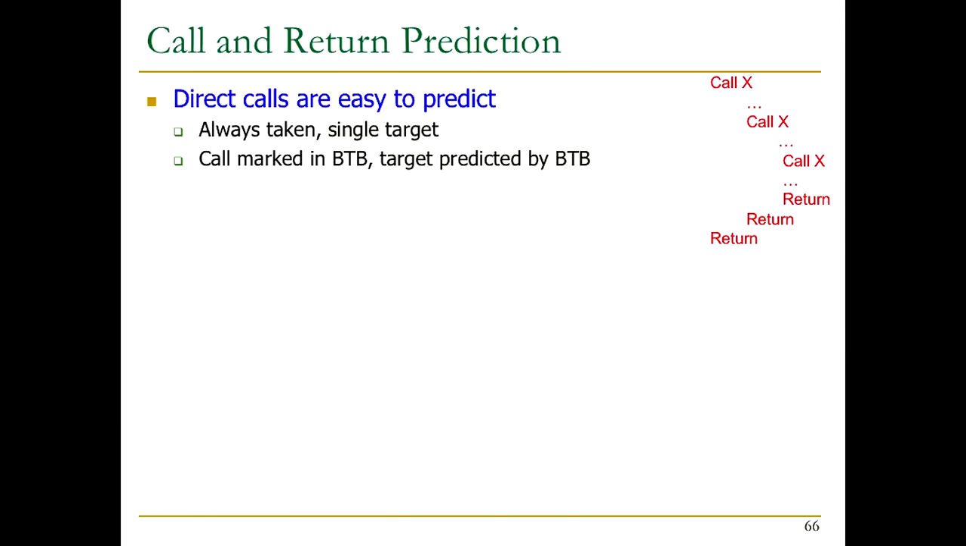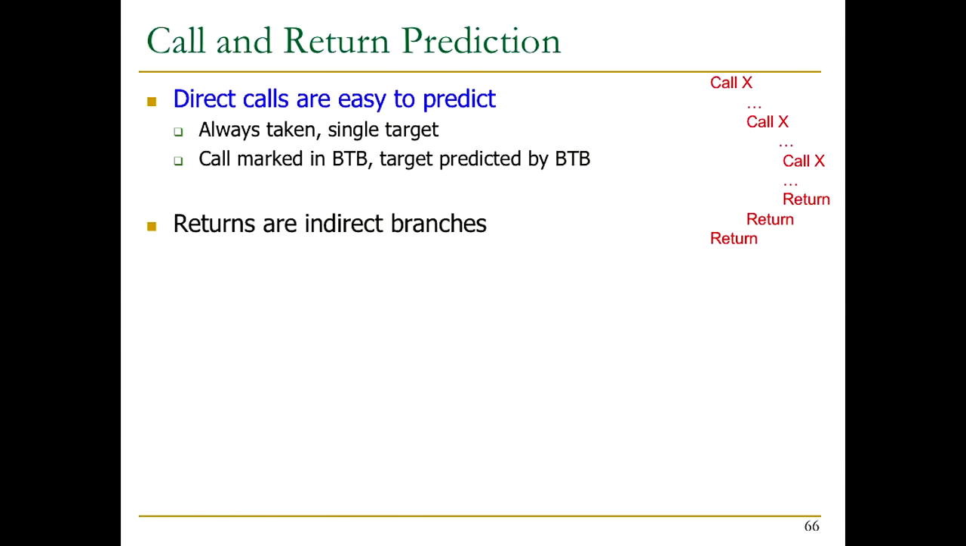Okay, that's the question. So let's look at call and return prediction because this is relatively easy, assuming your program is well-behaved. If you have direct calls, they're always taken, and they have a single target, right? Because you do a call to a particular function, and you know the starting address of that function. So it's easy to predict those. You mark the call in the BTB, and the target is predicted by the BTB. That's it. There's no direction prediction needed.